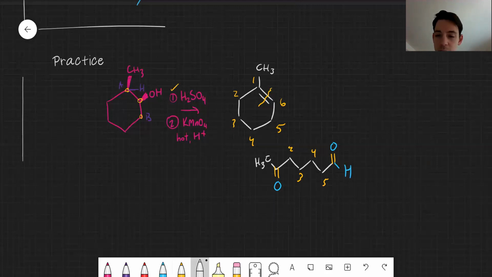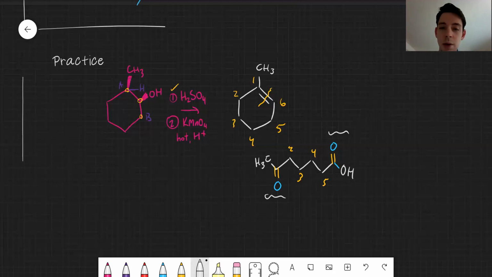Aldehydes are further oxidized. The hydrogen bonded there is going to get oxidized to an OH. So any hydrogens bonded to the carbon in the alkene double bond are going to get oxidized. All right, so we end up with this molecule that has a ketone and a carboxylic acid.